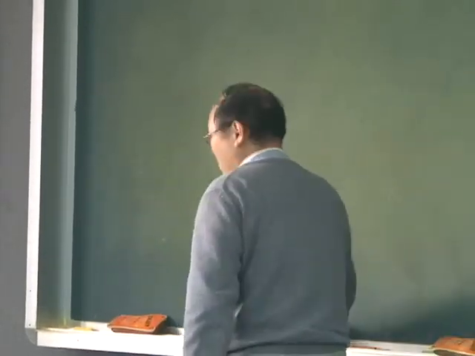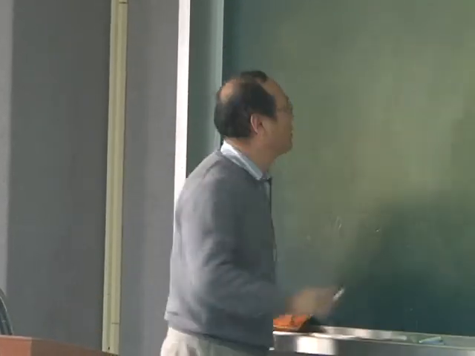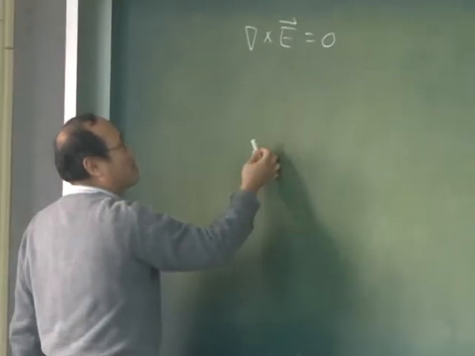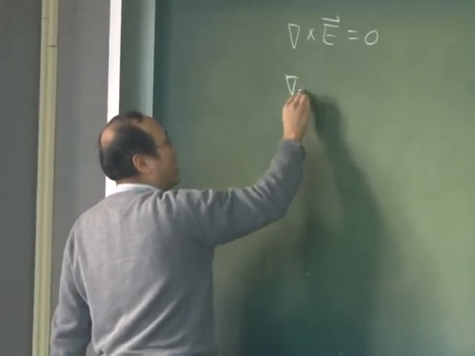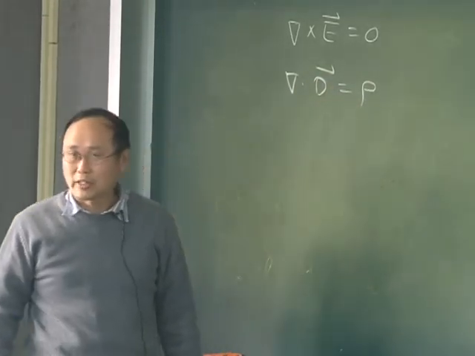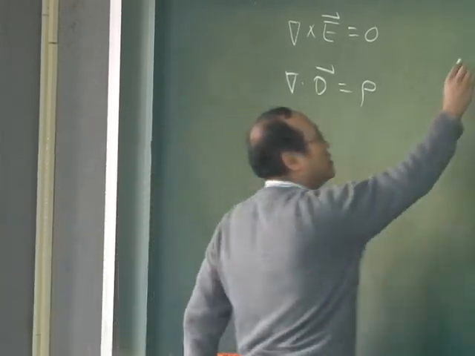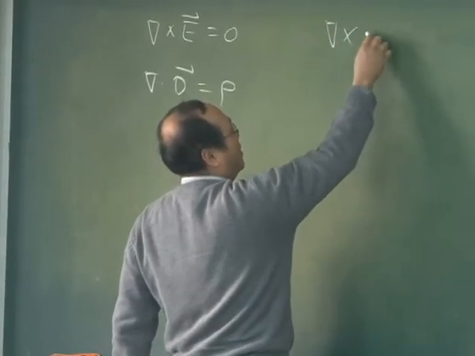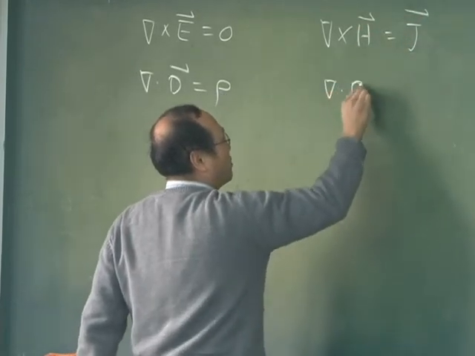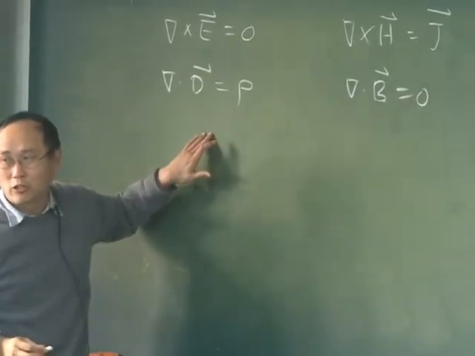So previously we had electrostatics, and we have two postulates. That is, curl of E equal to 0, right? And we have divergence of D equal to rho for the electrostatics. And for the magnetostatics, you have curl of H equal to J, and divergence of B equal to 0. And this is Ampere's law. This is Gauss' law.